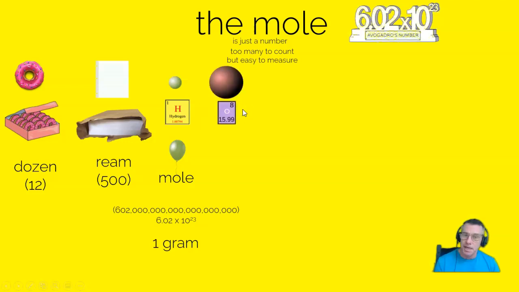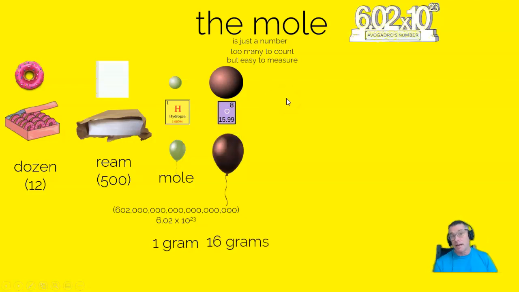Consider an oxygen atom. It's 16 times heavier per atom. So if we wanted a mole's worth, we need 16 grams. By the way, an oxygen atom tends to have 8 protons and 8 neutrons. That's where that number comes from.